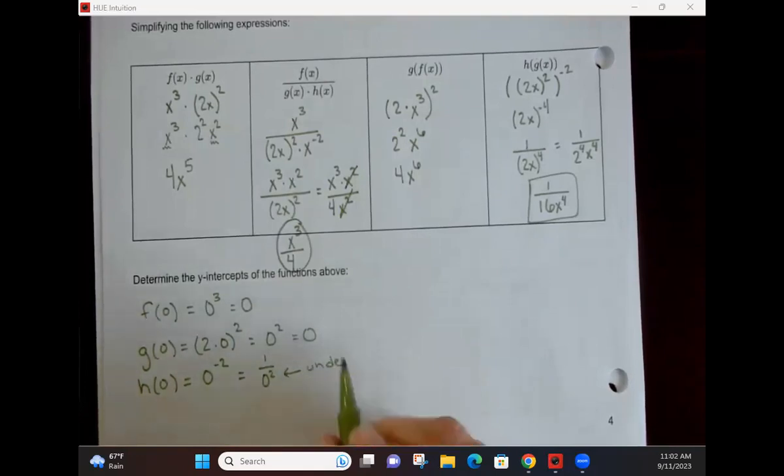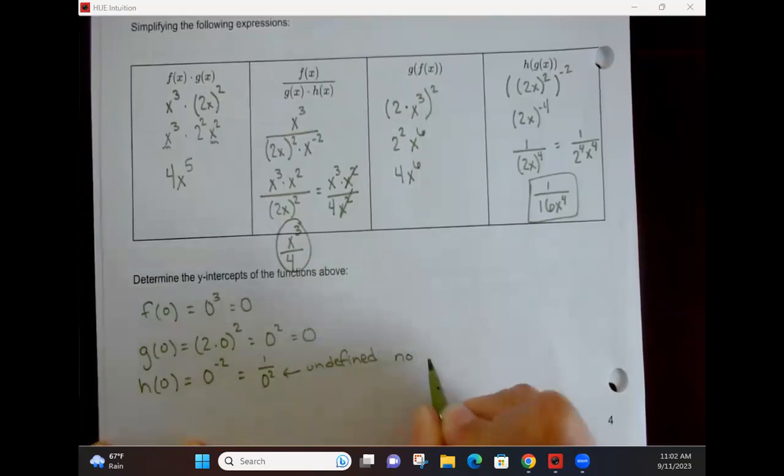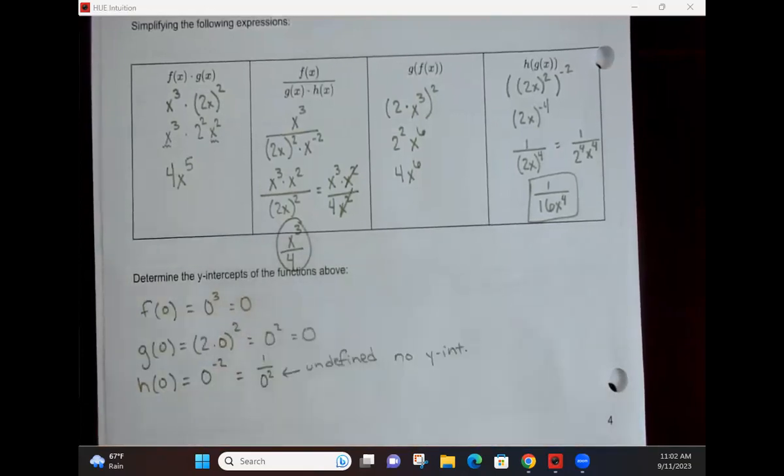Undefined, okay? So in our last unit, we talked about a couple of instances where we wouldn't have a y-intercept for a function. The two that we focused on were if I take the square root of a negative number or if I get something that's undefined. Since we have something undefined here, that means h of x has no y-intercept. Questions for me so far?